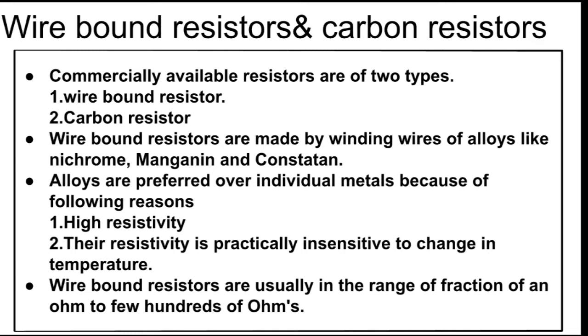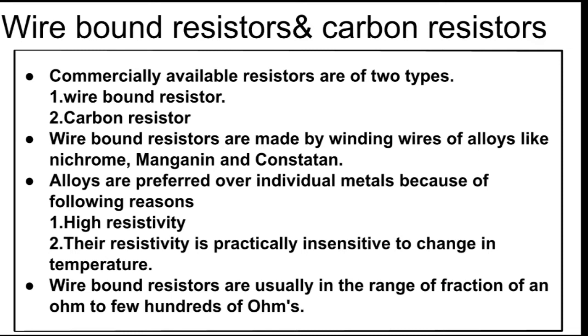What do you mean by insensitive? That means with the change in temperature, their resistivity will not change much. Because of that reason, we use nichrome, manganin or constantan to make wire bound resistors. The usual resistance boxes which we use in the physics lab are wire bound resistors. Small resistors also you might have seen, those small black color boxes in our lab, we have kept 1 ohm, 2 ohm like that. That also is a wire bound resistor.